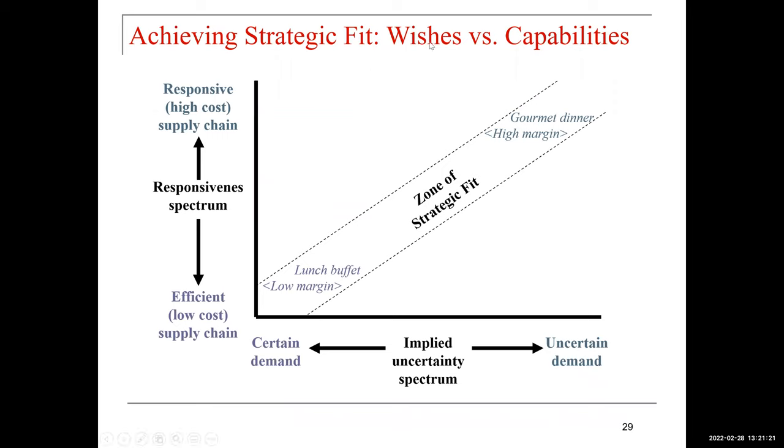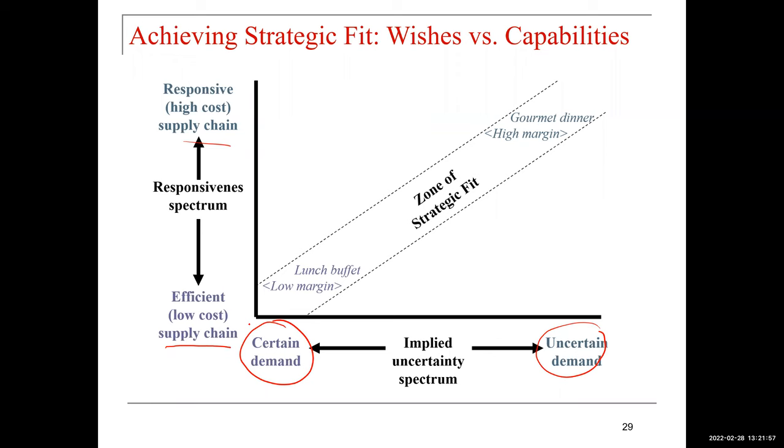Now, in terms of wishes versus capabilities, we have here the responsiveness spectrum. For responsiveness, high cost supply chains are at the top, on the y-axis, and the low cost here. High cost, low cost, and the implied uncertainty. So you have an uncertain demand, and certain demand here to the left.